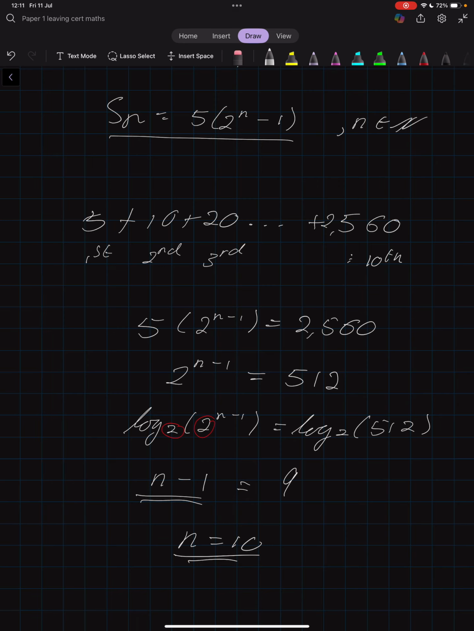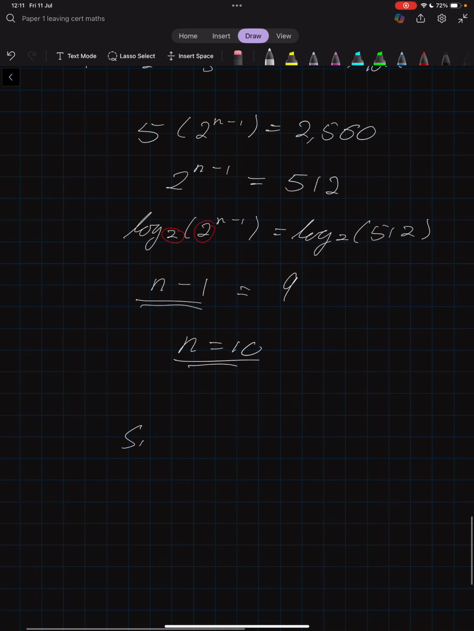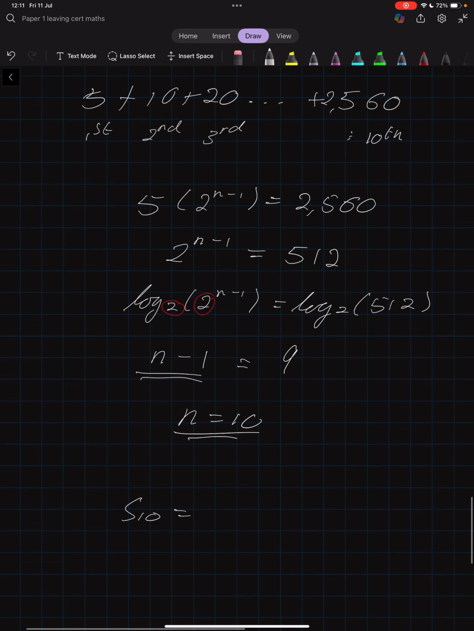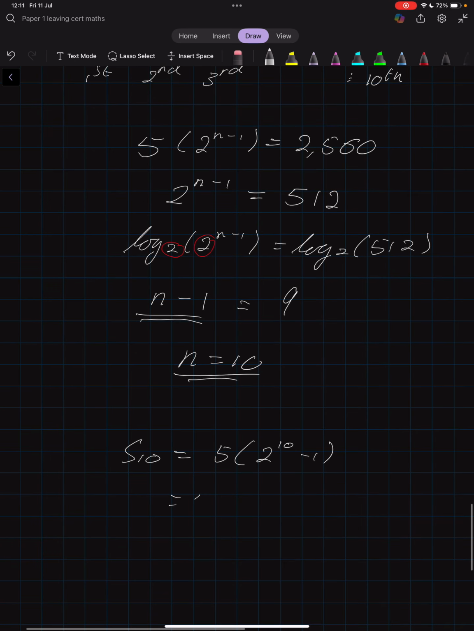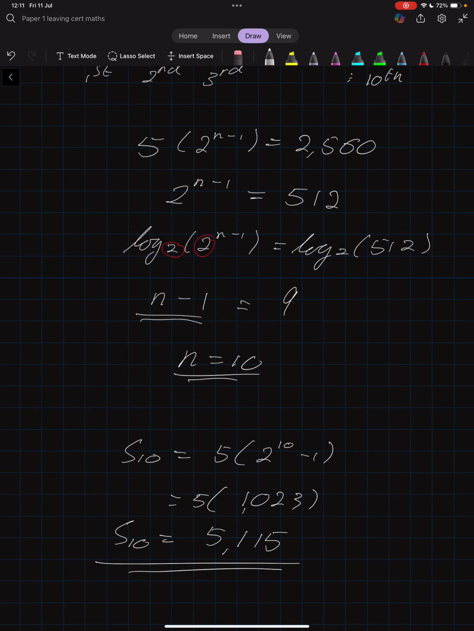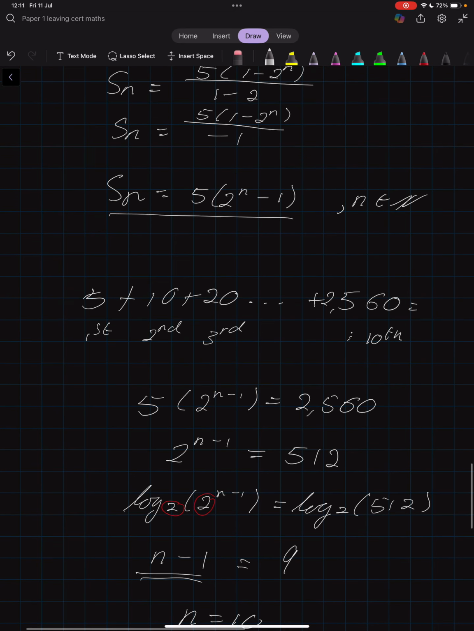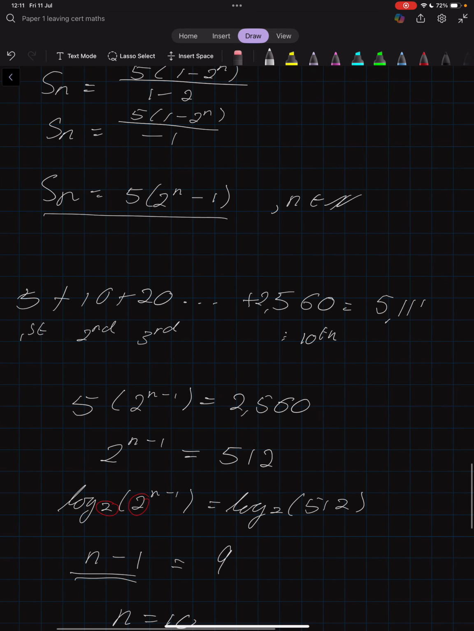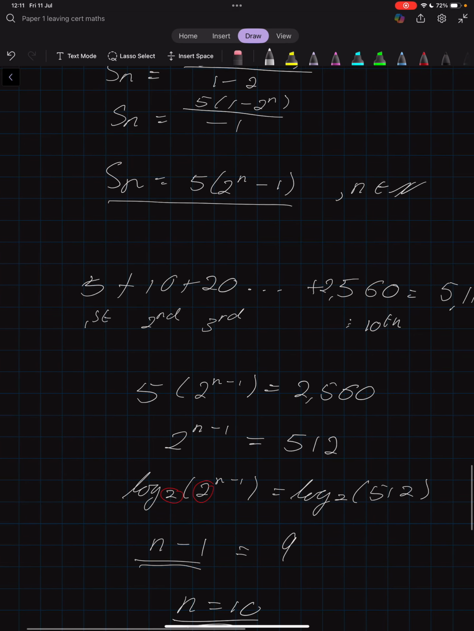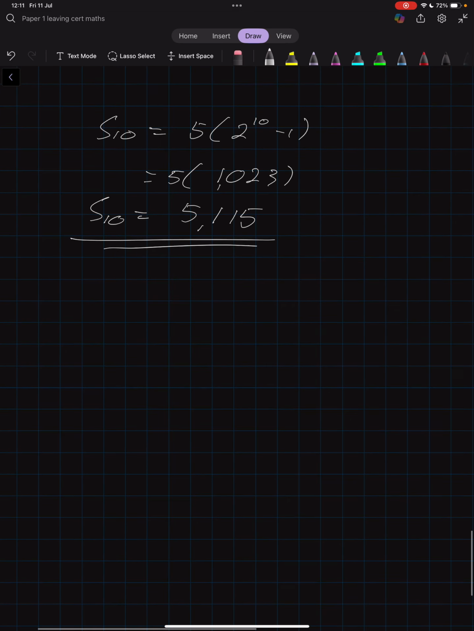So what do I want to do? I want to add up the first 10 of them. So S10 is equal to 5 into 2 to the power of 10 minus 1. That's equal to 5 times 2 to the power of 10, that's 1024, minus 1, 1023. Multiply it by 5, that's 5115. So that's the sum of this to this. So this is equal to 5115. Okay? So hopefully that's all okay.